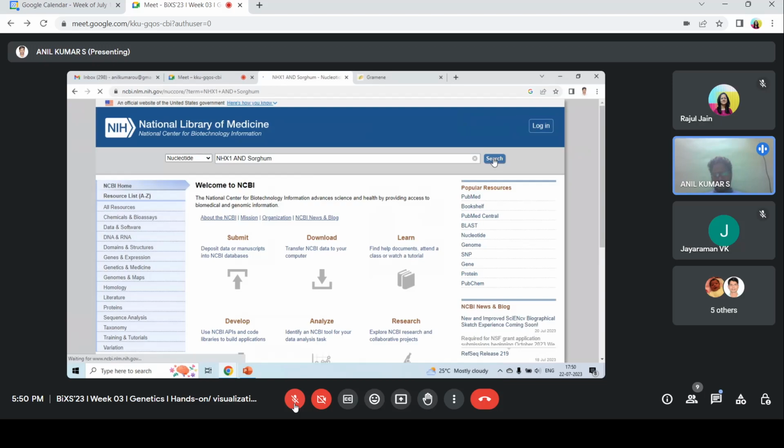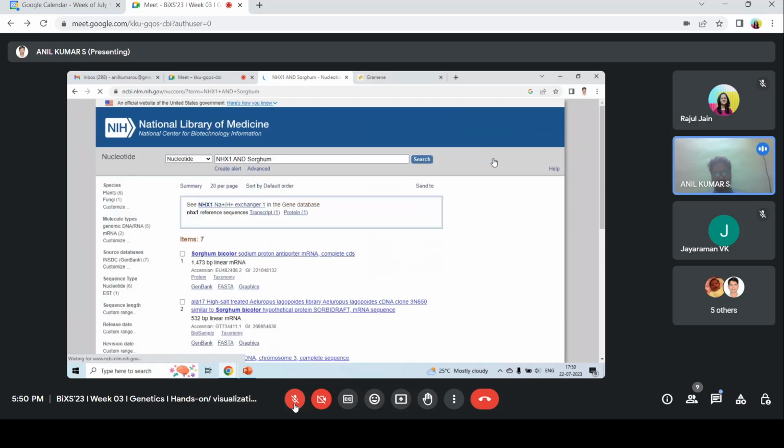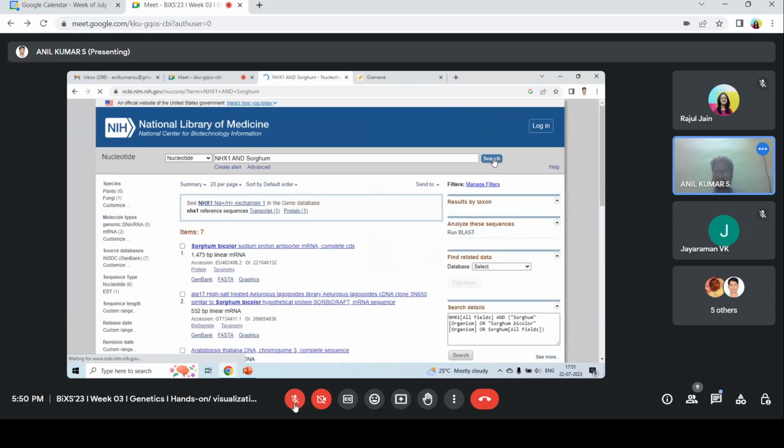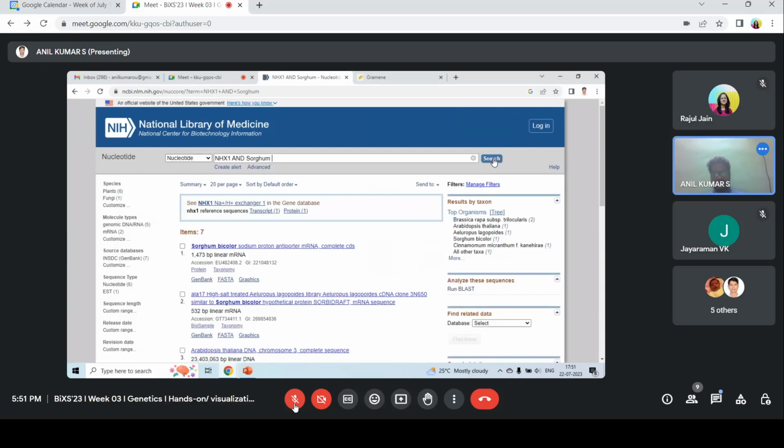You can type any gene of your interest, BRCA1, P53, whatever gene you're interested in. But for demonstration purposes I will go with this gene, so that you also use the same gene and we can understand the results quickly.